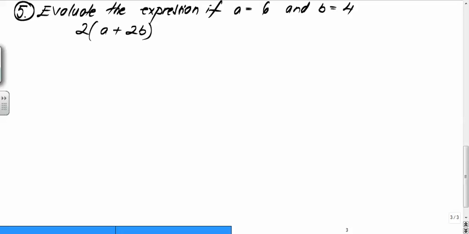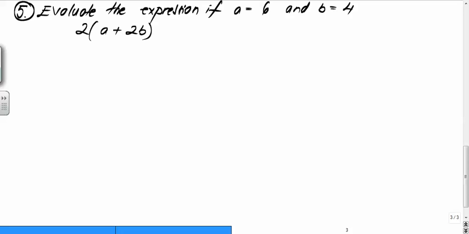Alright guys, let's remember how to evaluate expressions when the values of each one of your variables are given. 2 times a plus 2b. Okay? What should we do?